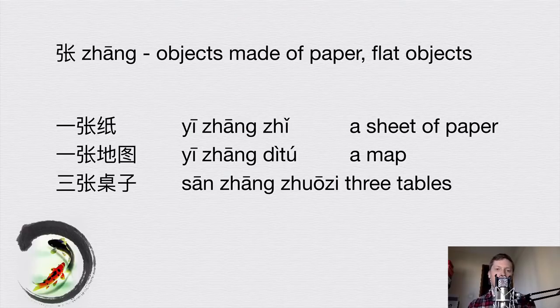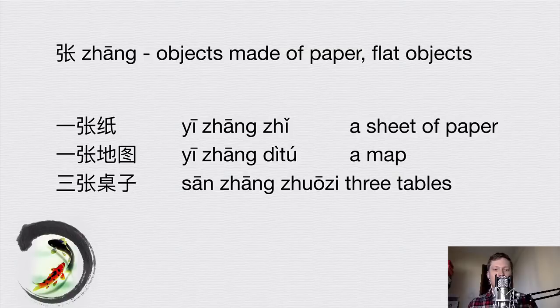张, this measure word is often used for objects made of paper or flat objects. For example, a sheet of paper would be 一张纸. A map would be 一张地图. And 3 tables, that would be 三张桌子, because a table is also a kind of a flat object. So we use this 张 measure word with table as well.